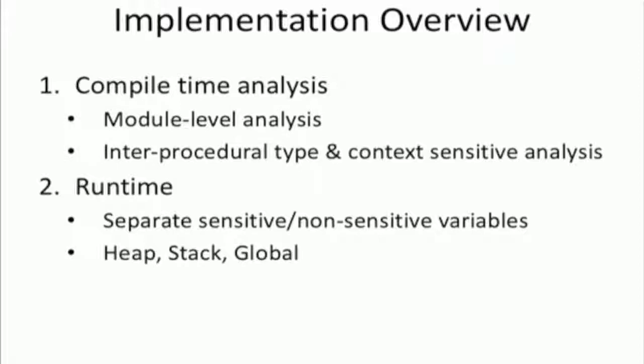So I mentioned that it's implemented in a compiler. The compiler pass has two different parts. It has a module analysis where it finds all the sensitive types, all the annotations that I mentioned before. And then the other piece is the data flow piece. It does an interprocedural, context-sensitive analysis to find all the variables that have data flow with the variables of the annotated types, and it makes them all sensitive.